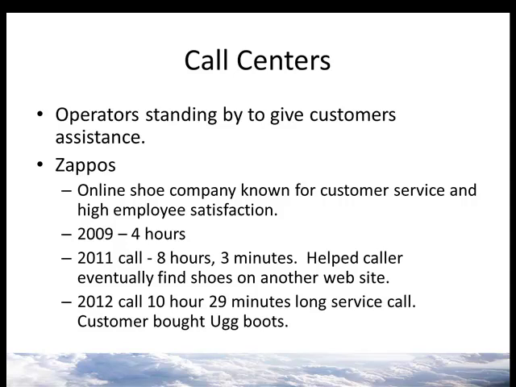In 2011, a service call lasted 8 hours and 3 minutes. The person wanted cycling shoes, but Zappos was sold out. The support person found him shoes at another website, but the customer started talking about bicycling and the cars he owned, etc., for 8 hours and 3 minutes. The support person even had to put the person on hold so that she could use the bathroom, but she stuck with the customer and was pleasant the whole time.